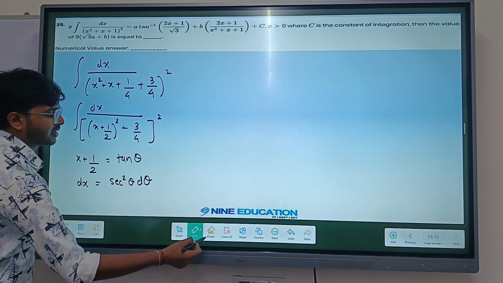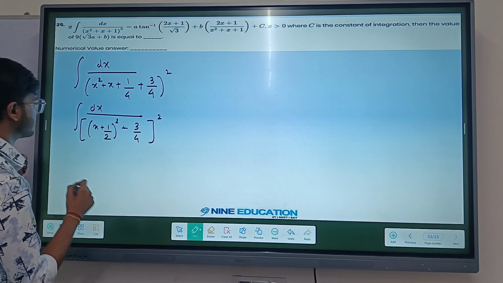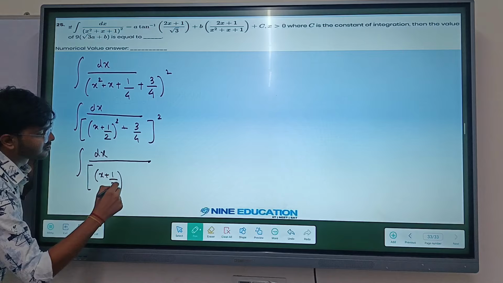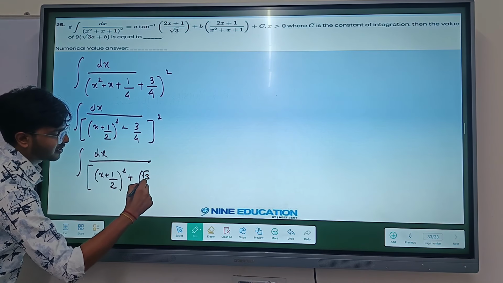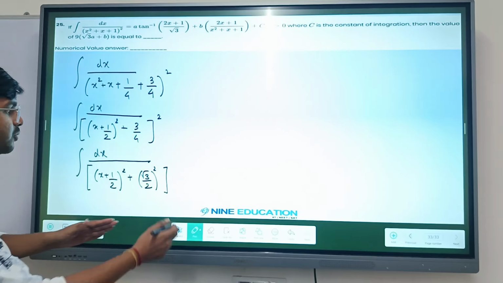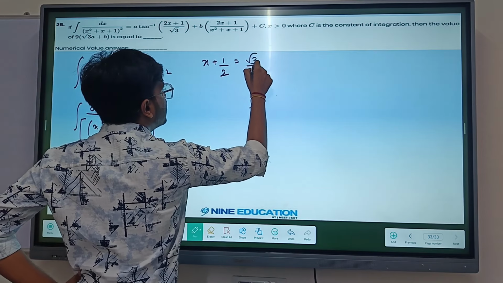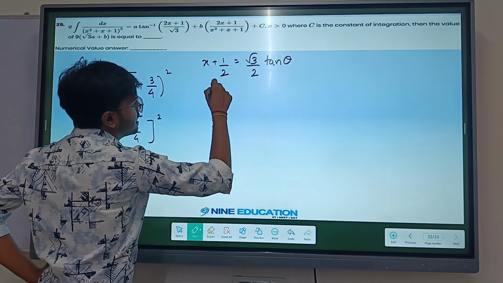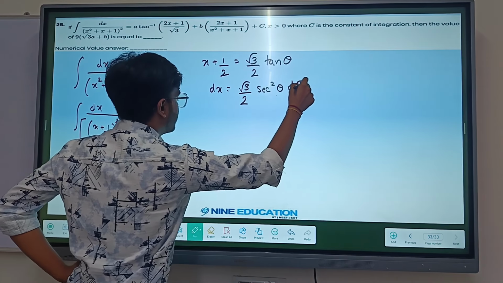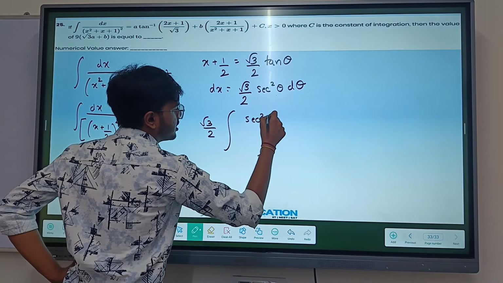But we will not take it directly as tan theta. Why not directly tan theta? Because here we have 3 by 4 as well. So dx by x plus 1 by 2 whole square plus 3 by 4, I can write it as root 3 by 2 whole square. Because I need to get that root 3 by 2 out, I'll take x plus 1 by 2 as root 3 by 2 tan theta. So dx would be root 3 by 2 secant square theta d theta.